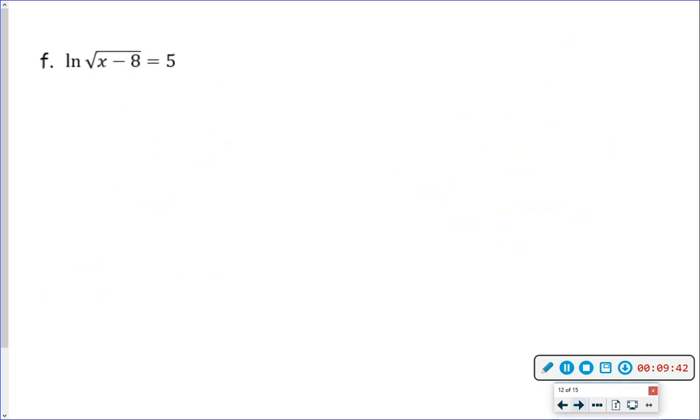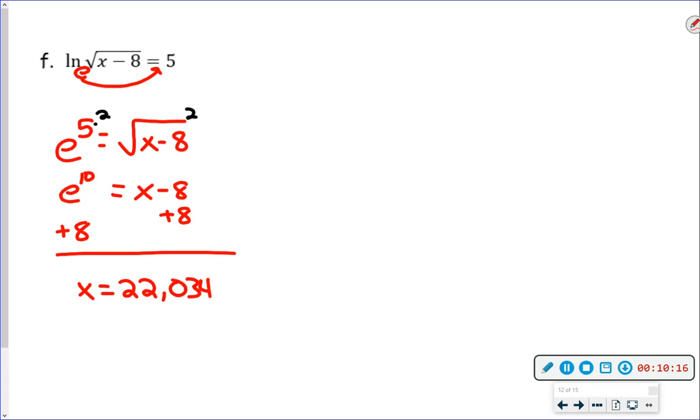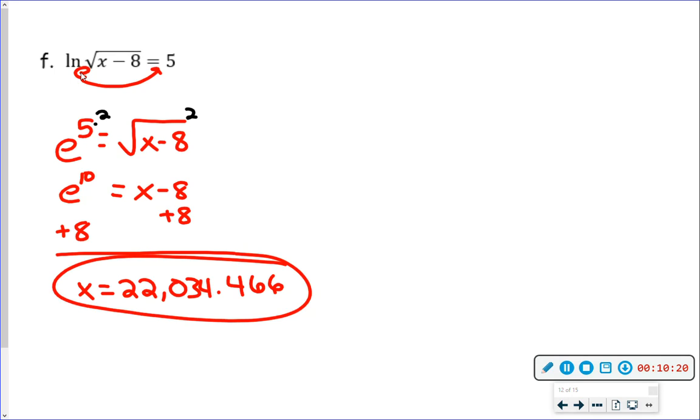All right, let's take a look at f. So we have a single ln, a log in base e. We're going to convert to exponential, e to the 5th. We can punch that in the calculator. Now, trying to get x by itself, I'm going to get rid of the square root by squaring. So the right side, of course, comes out nice, x minus 8. Now, power to power, 5 times 2, I'm going to make that e to the 10th, and then we would add 8 to each side. Remember, it's just a matter of typing it into your calculator, which I did earlier. Large answer, 22,034.466. Good.